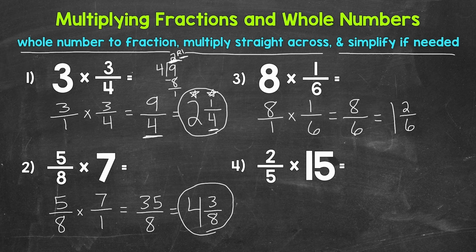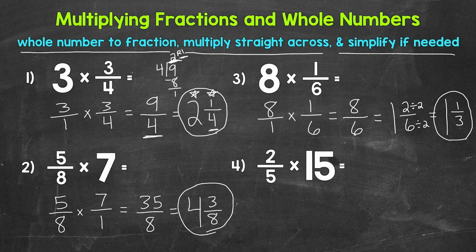Now, 2/6 can be simplified. We have a greatest common factor of 2 that we can divide 2 and 6 by. Now, when we simplify that fractional part, we don't do anything with the whole number. The whole number stays the same. So we have 1, and then 2 divided by 2 gives us 1, and 6 divided by 2 gives us 3. The only common factor between 1 and 3 is 1, so this is now simplified. Our final simplified answer, 1 and 1/3.